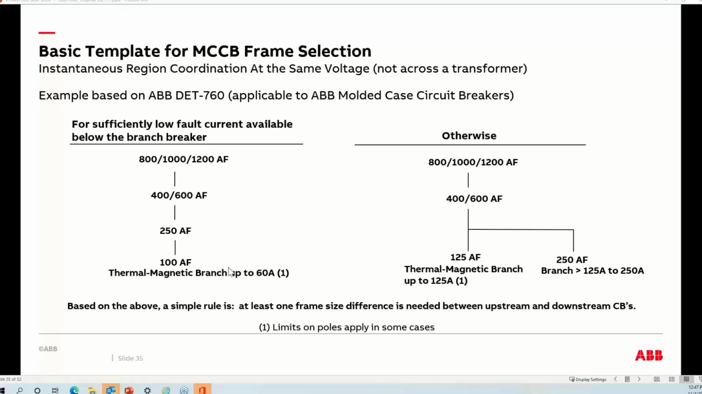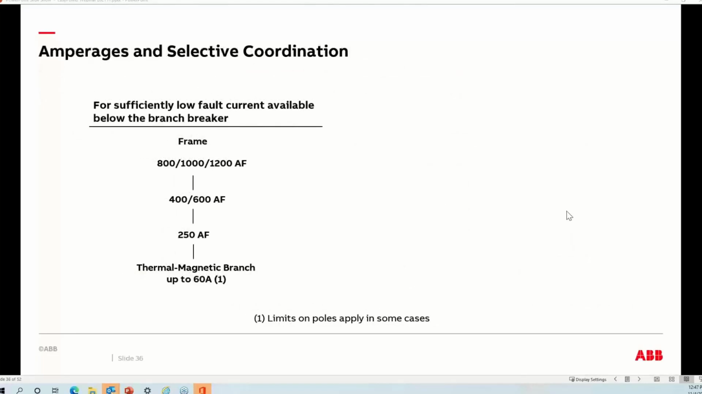Otherwise, if the fault current isn't sufficiently low down at the branch breaker, the thing feeding the load, then you may be looking at 3 layers of breakers. Now, based on what I'm showing you here that is specific from our tables, there's a very simple rule that pops out: you need at least 1 frame size of separation. At least 1 frame size of separation. So that's a quick discussion on the frame separation.